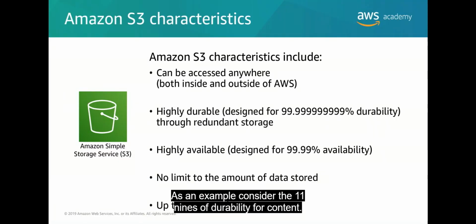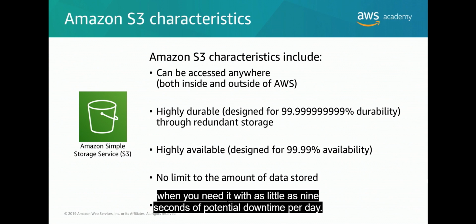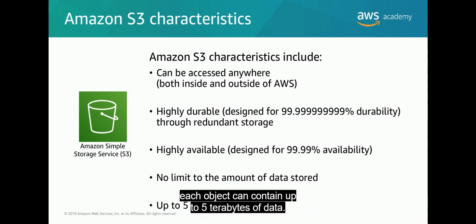As an example, consider the 11 nines of durability for content. This number means that if you stored 10,000 objects in S3, it would, on the average, lose one object once every 10 million years. On the availability side, the 4 nines means that you can reach your data when you need it with as little as 9 seconds of potential downtime per day. Finally, you can store as many objects as you want in an S3 bucket. Each object can contain up to 5 terabytes of data.